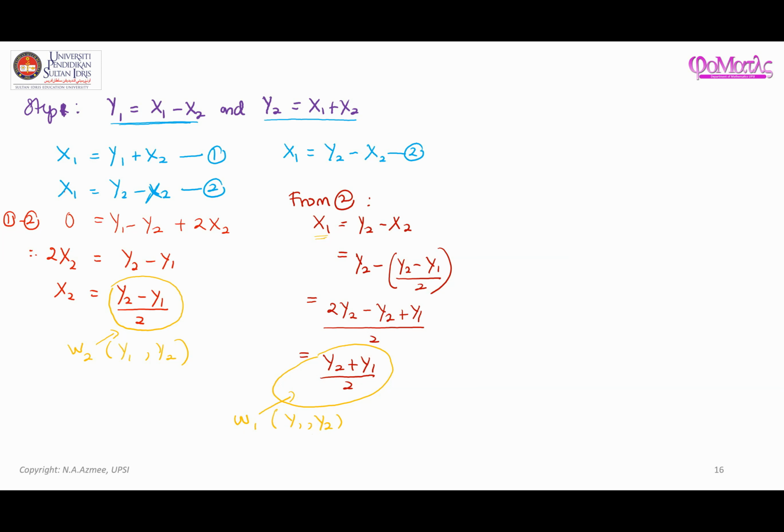So that's the first step done, and we need to go to the second step, which involves finding the partial derivatives and the determinant of that. Maybe I can write down the result at the top because I need the space. We have w1 in terms of small letters, because this is what we need later. w1 of y1, y2 is y2 plus y1 over 2, and w2 of y1, y2 is y2 minus y1 over 2. So this is the result that we have managed to obtain, and I'm going to erase this part.